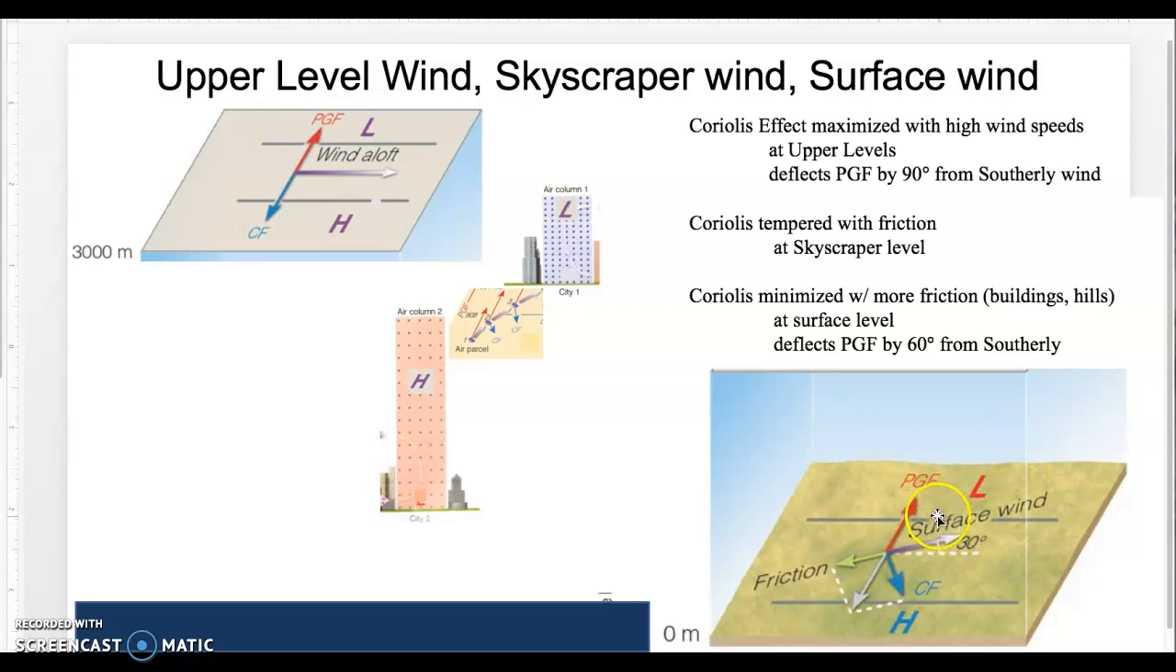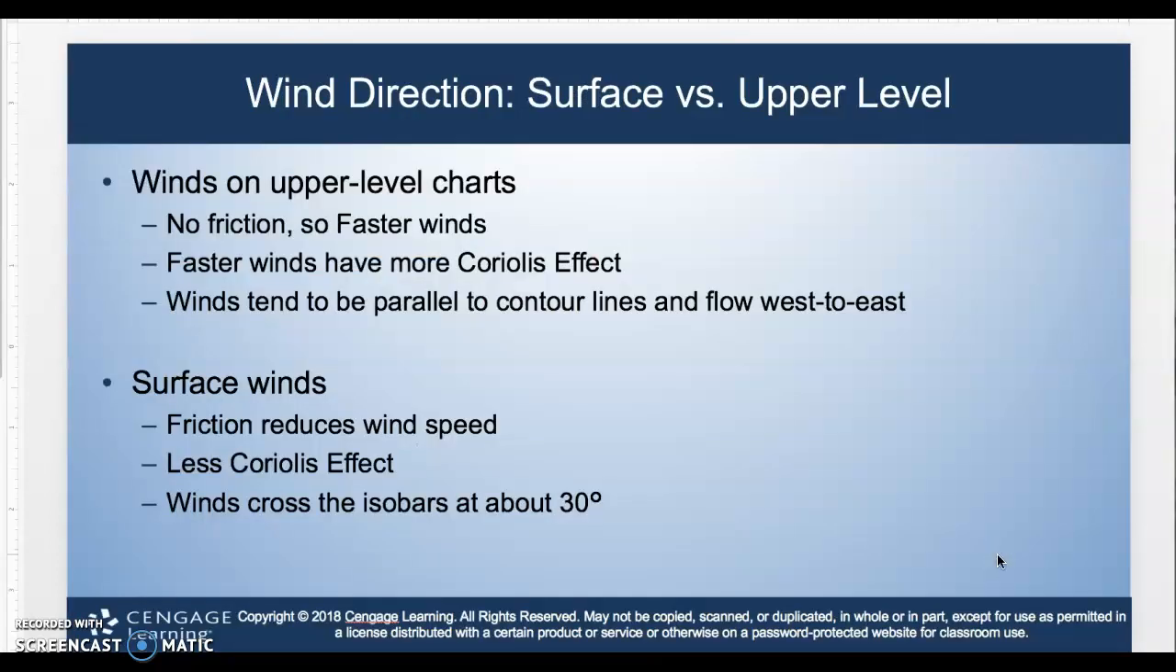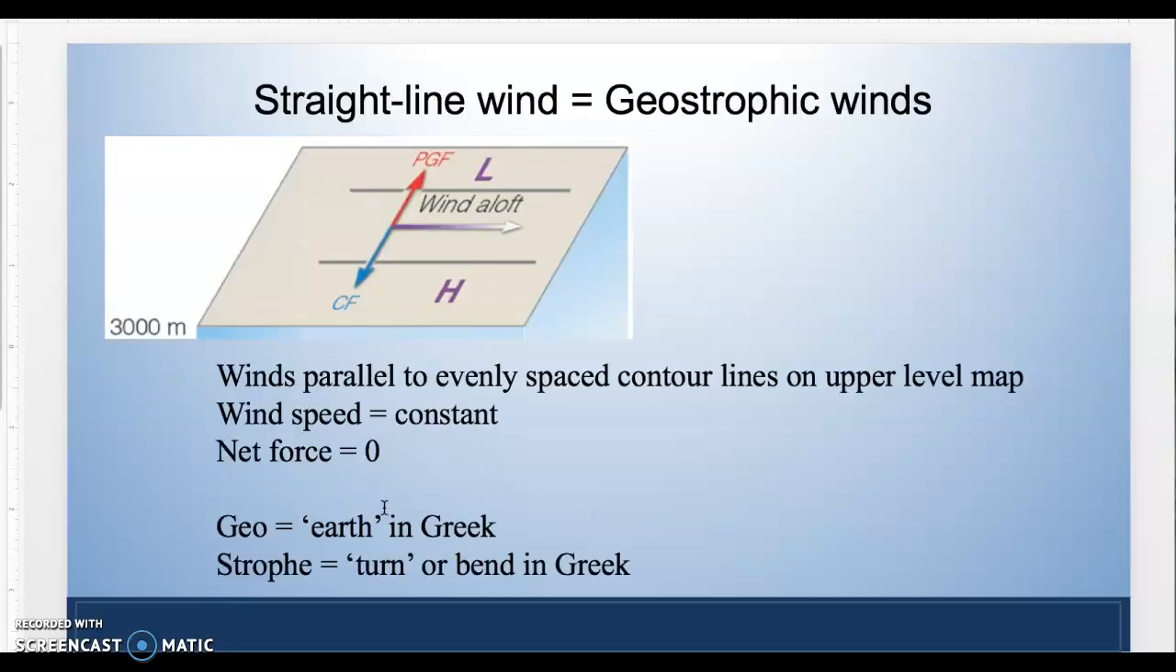So you're actually 60 degrees from the vertical and about 30 degrees from the parallel wind. To sum up, winds on upper level charts have very little friction, so faster winds, more Coriolis effect. Surface winds have lots of friction, less Coriolis effect, and therefore the winds tend to cross the isobars rather than running parallel with them. And let's talk about that a bit more before we get into the big upper level charts.